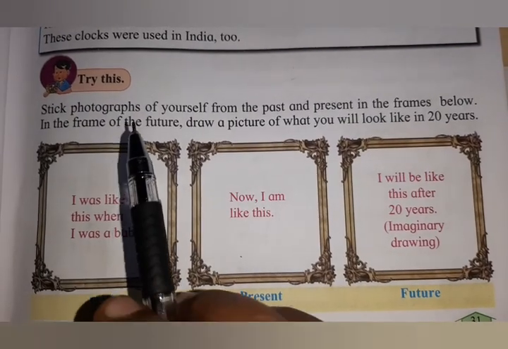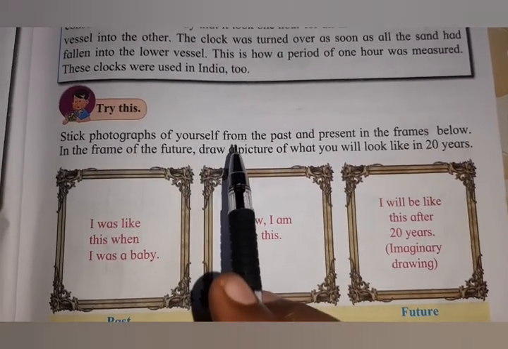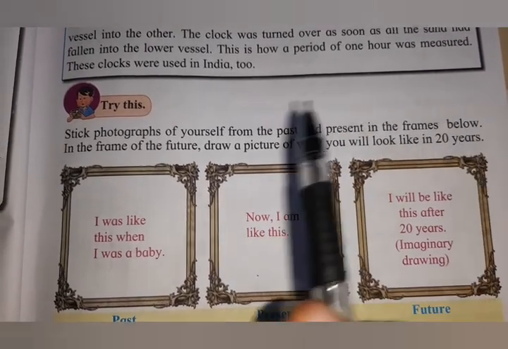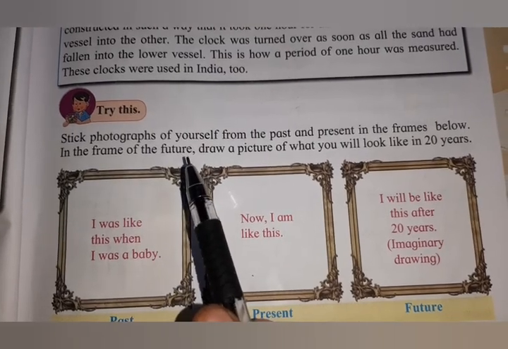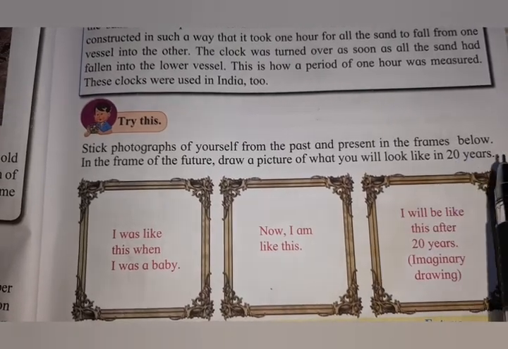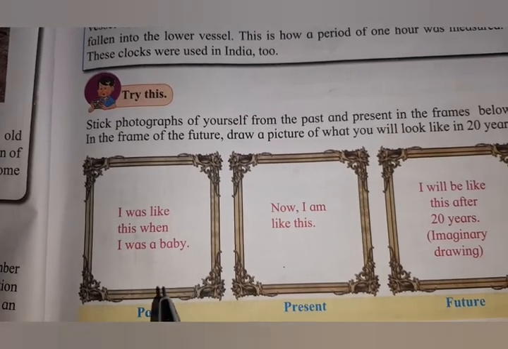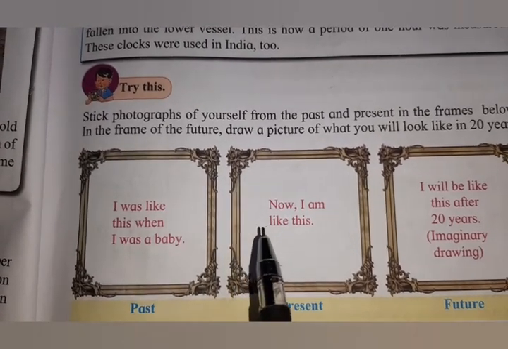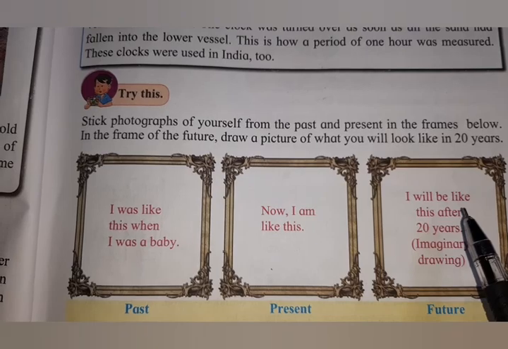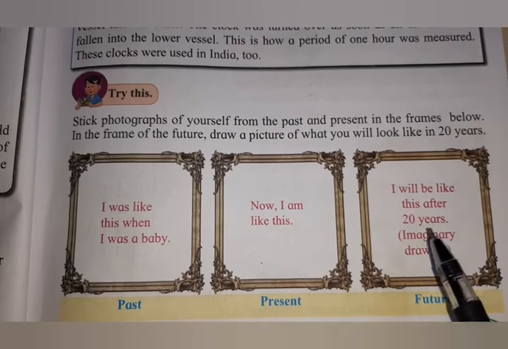Children, you have to do this activity. Stick photographs of yourself from the past and present in the frames below. In the frame of the future, draw a picture of what you will look like in 20 years. I was like this when I was a baby. That is past. Now I am like this, present. I will be like this after 20 years. You have to draw your imaginary picture.